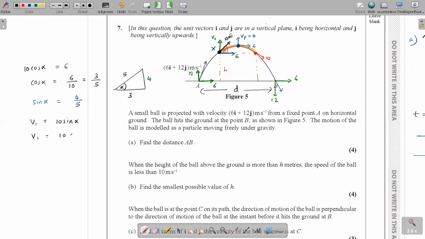So V1 is 10 times 4 over 5. When I cancel this off, 5 times 2, 2 times 4, this is 8 meters per second. So your V1 value is 8 meters per second. So 8 and 6, the resultant is only 10. The resultant of this 8 and 6 is what gives you the 10 here. Okay, so then they're asking us to get the value of h, for which I have my vertical component.